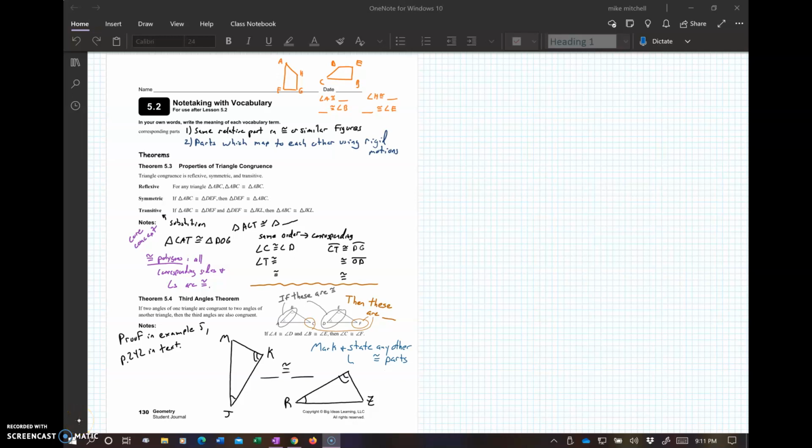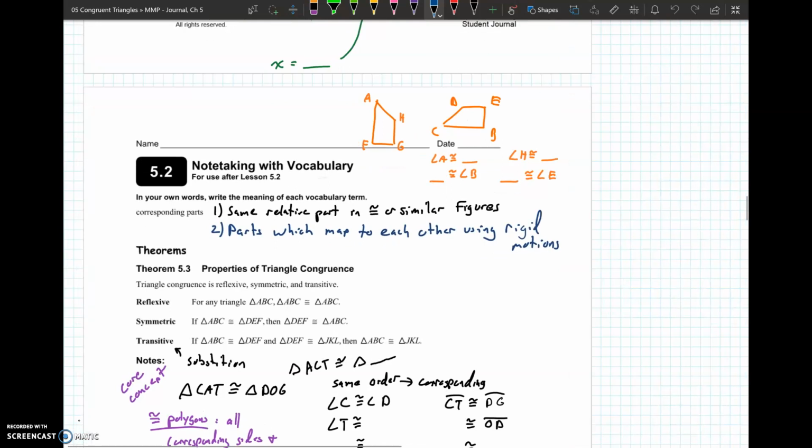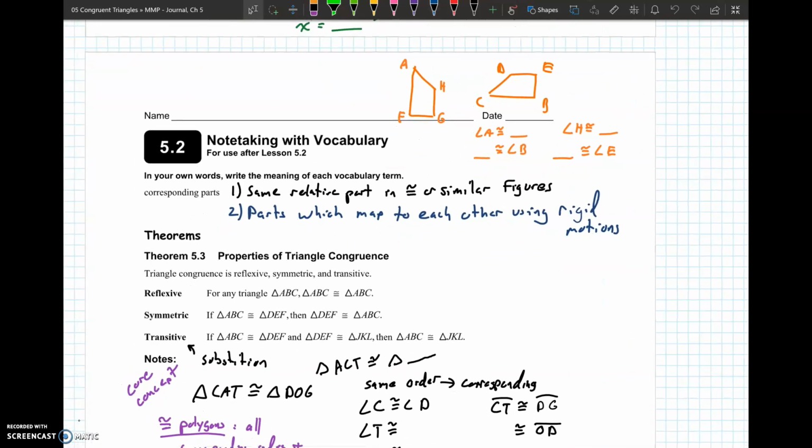Welcome to the Overdue 5.2 in your journal, note-taking vocabulary practice, page 130. We're going to try a new format here, expand this a little bit, see how it works. We've got our corresponding parts up here. We're going to look at that in these orange figures over here too.